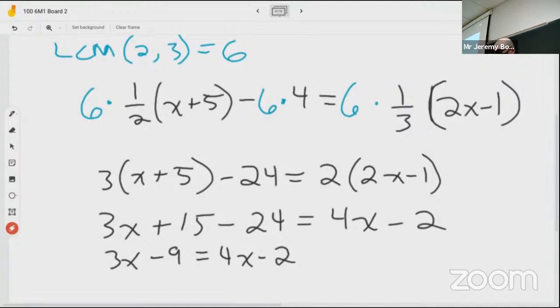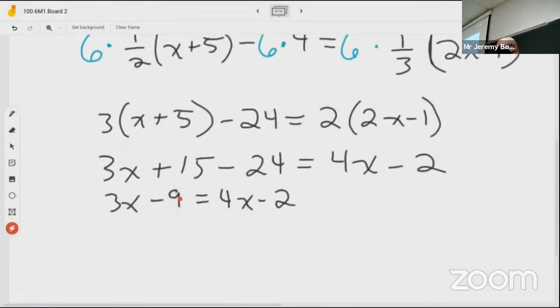What do y'all want to do? There's a ton of things to do. I mean, there's like 4 things we can do. You want to add the 9? All right, we can do that. So that's going to move that constant to the right-hand side. And so we'll be left with 3x is equal to 4x plus 7.